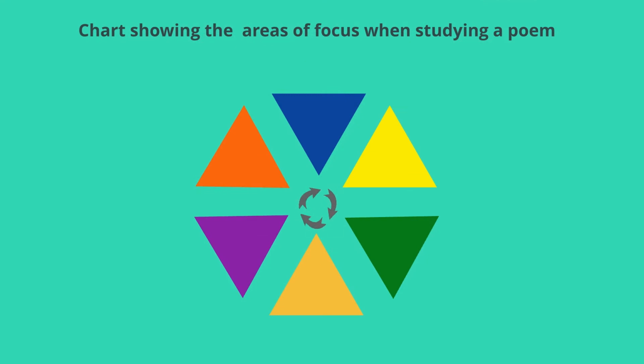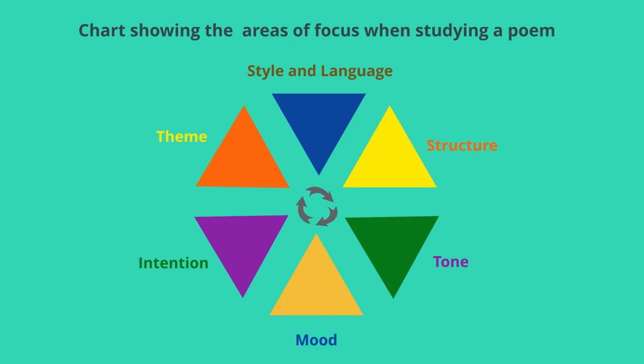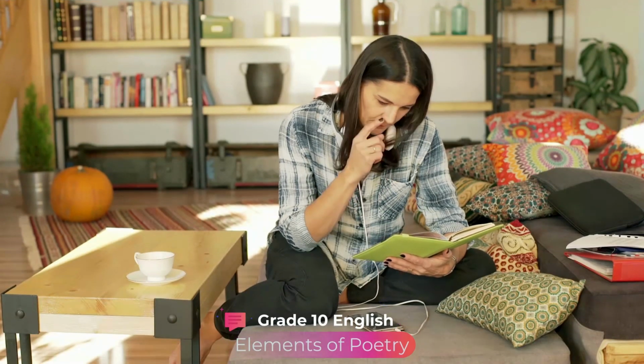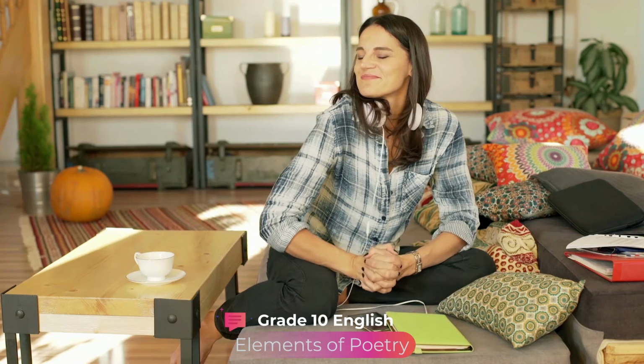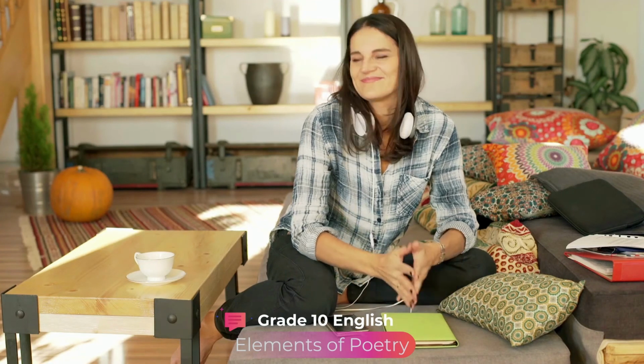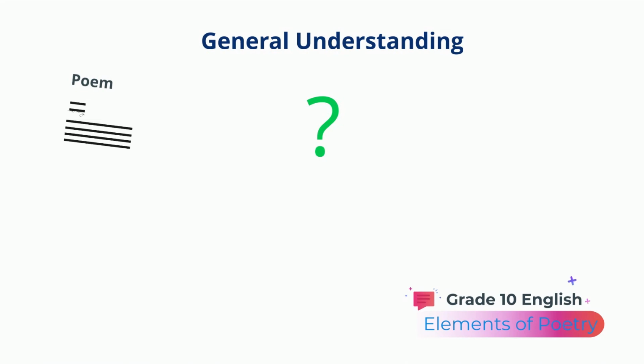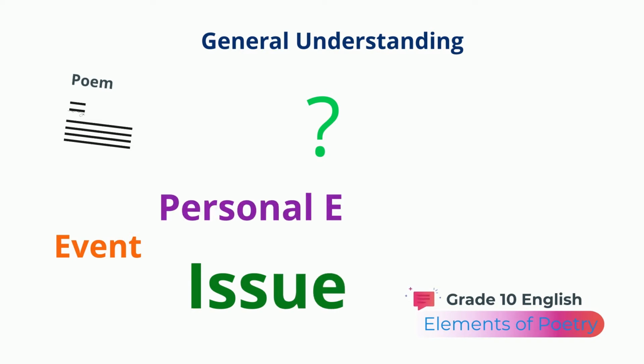The areas of focus when studying a poem are represented on this chart. Study the chart. After reading, and when we are at a fairly comfortable level of understanding, we will then need to test our general understanding of the poem by asking, is the poem about an event, an issue, a personal experience, or is it about an emotion?